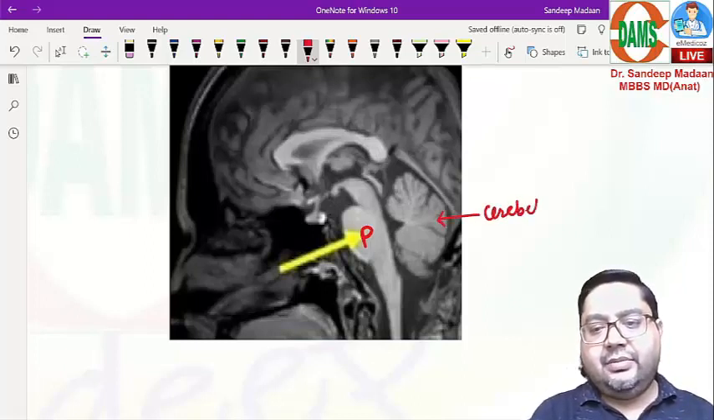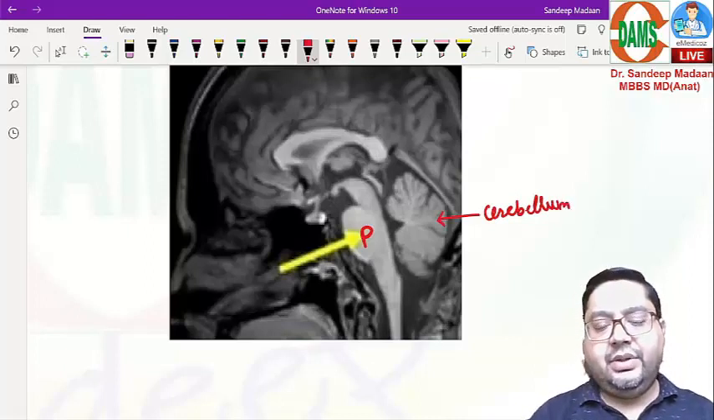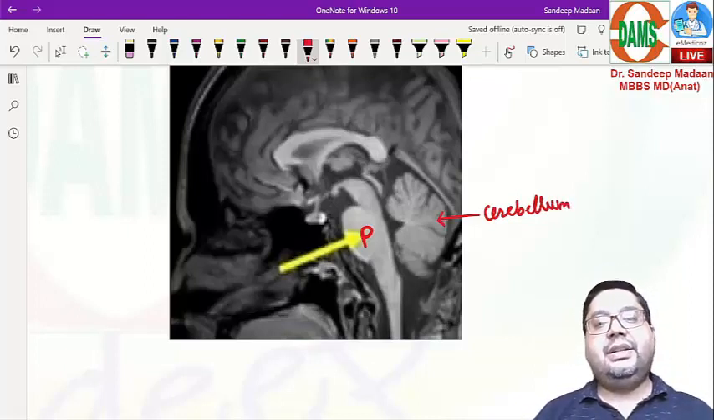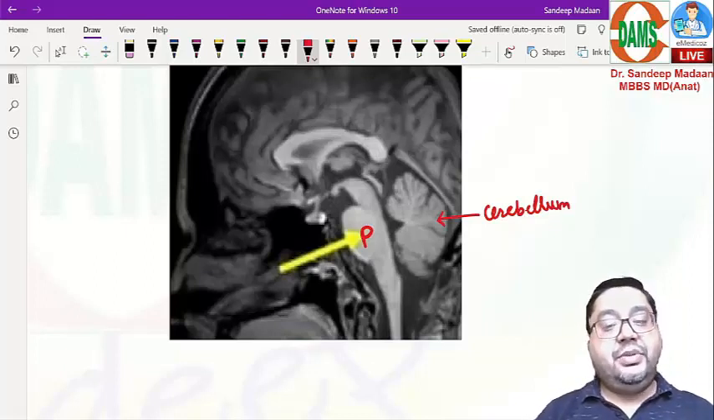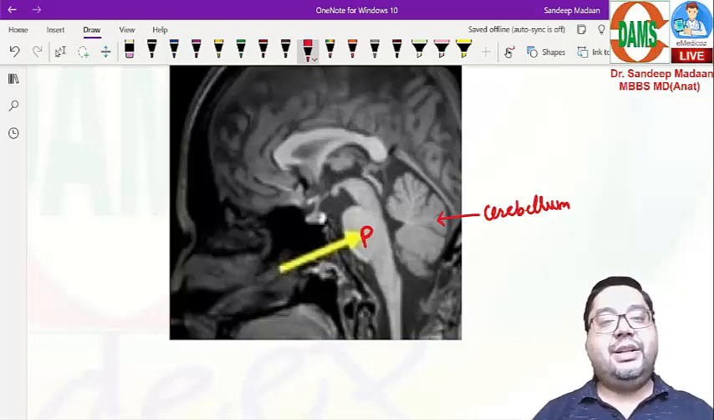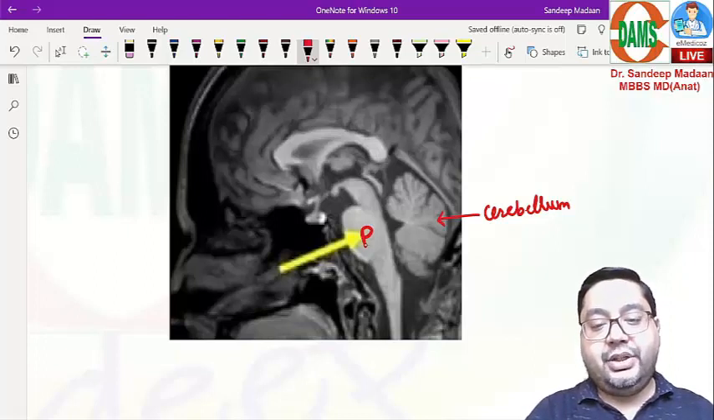This is the cerebellum. From our anatomy knowledge, we know that the cerebellum is present just behind the brainstem. The brainstem has 3 components: midbrain, pons, and medulla, right? The cerebellum is behind the midbrain, pons, and medulla, but just behind the pons. So this elevated, distended portion just in front of the cerebellum should be the pons. Above it should be the midbrain, and below it should be the medulla oblongata.